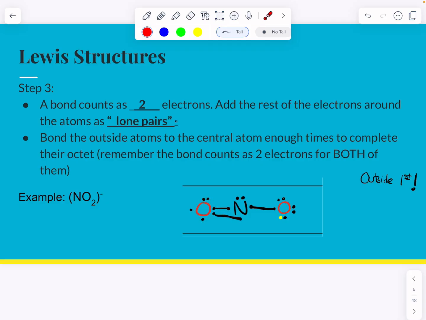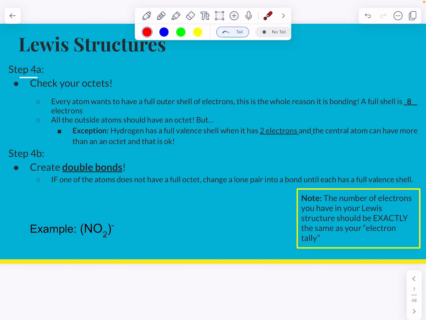Now, like I said, the central one should always have at least 8. So the center needs to be greater than or equal to 8. If it's not, then something's wrong. In our case, if you look, it is 2, 4, 6, 8. So it's perfect. But sometimes the center can be overstuffed, and that happens. So like we just did, step 4 is we check our octets, making sure they have what they want. Another exception is hydrogen doesn't need 8. Hydrogen only needs 2 to have a full shell. And if needed, we create those double bonds.